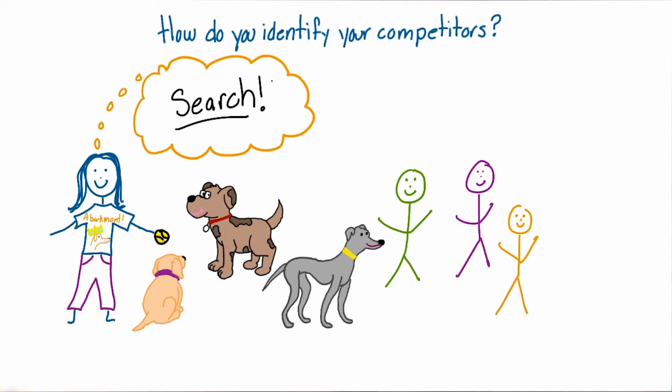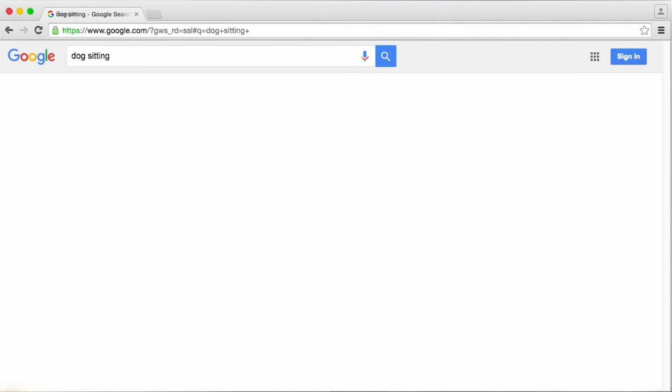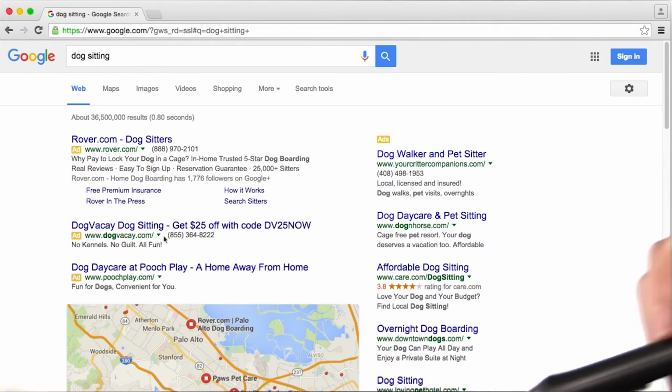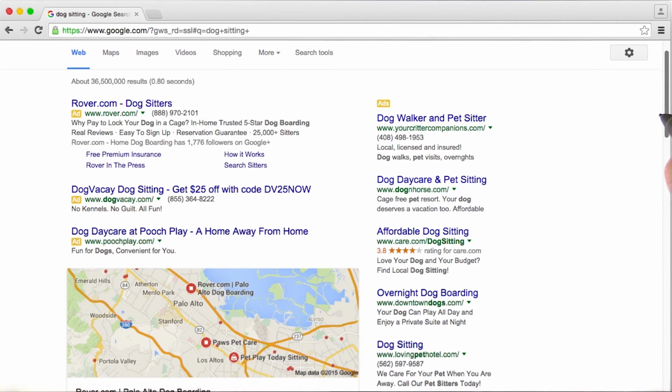Another way to identify your competitors is to just search for them yourself. Here, let's try it with Abarkment. If I search dog sitting online, I can see who my biggest competitors are. Look, the first people who come up are Rover and Doggy Vacay. They're well-known names in the industry. And I can see who's buying ads for this same keyword search.